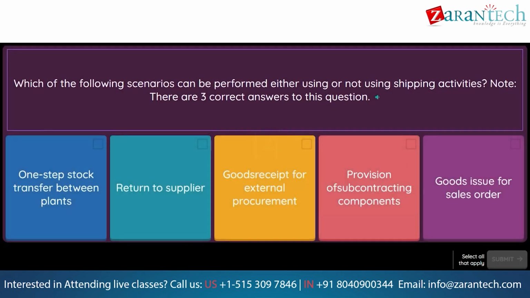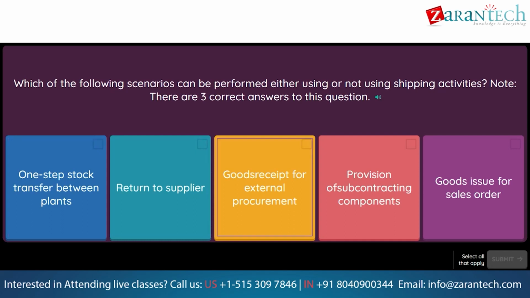Question: which of the following scenarios can be performed either using or not using shipping activities? Note: there are 3 correct answers to this question. Option 1, one-step stock transfer between plants. Option 2, return to supplier. Option 3, goods receipt for external procurement.